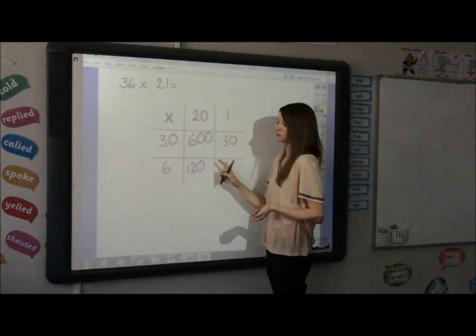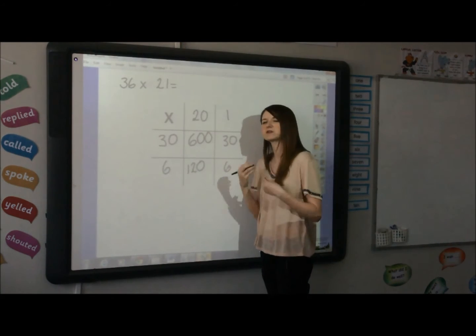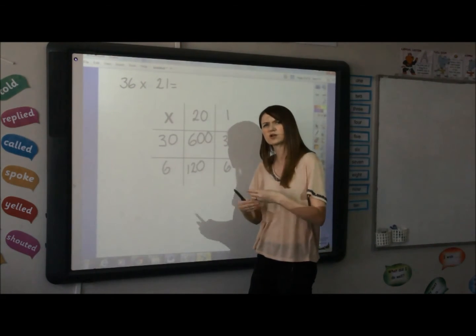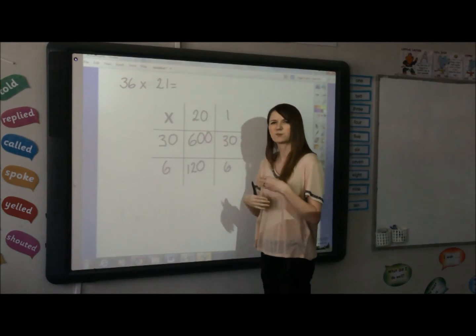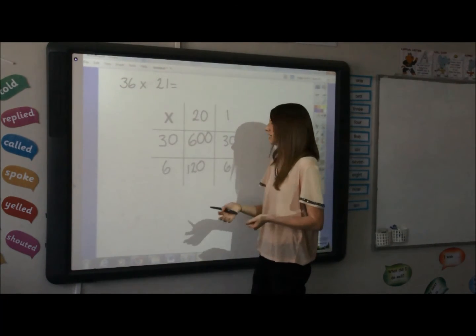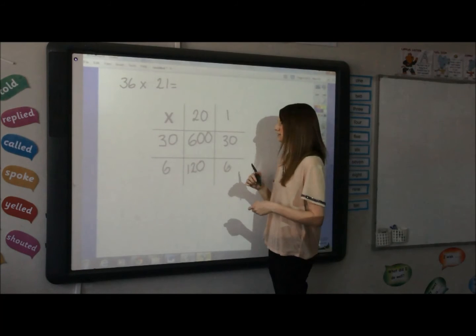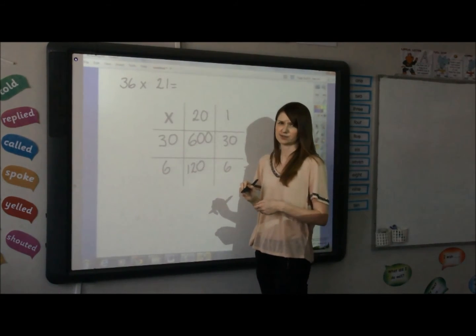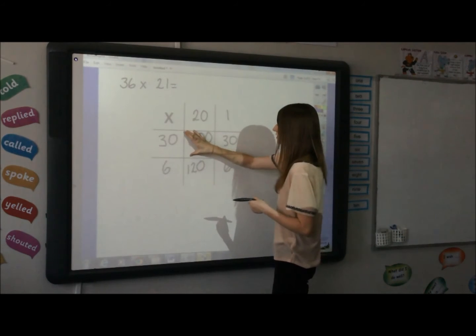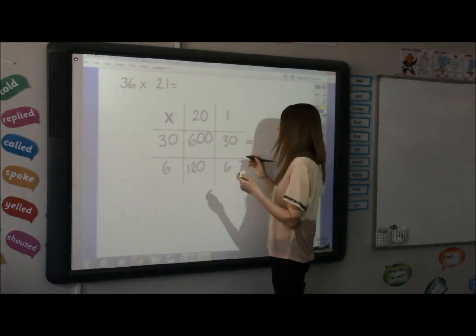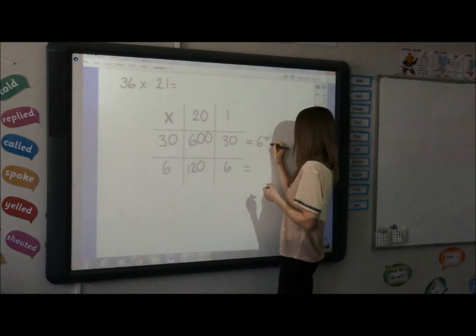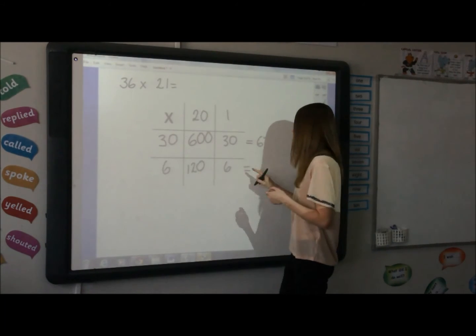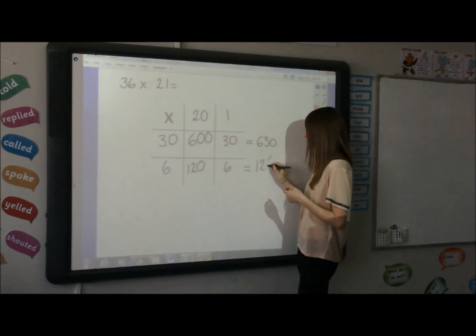So now that I've done all of the multiplying, and this can be the tricky thing for children, is that they're remembering all the steps in the process. So practicing over and over again helps to confirm that in their minds. So once I've multiplied, I then need to add those numbers together. So the way that I would do this is to add these top numbers together first. So 600 plus 30 is 630. 120 plus 6 is 126.